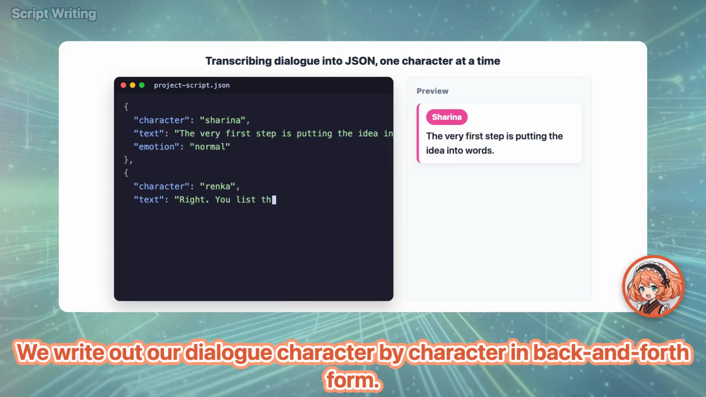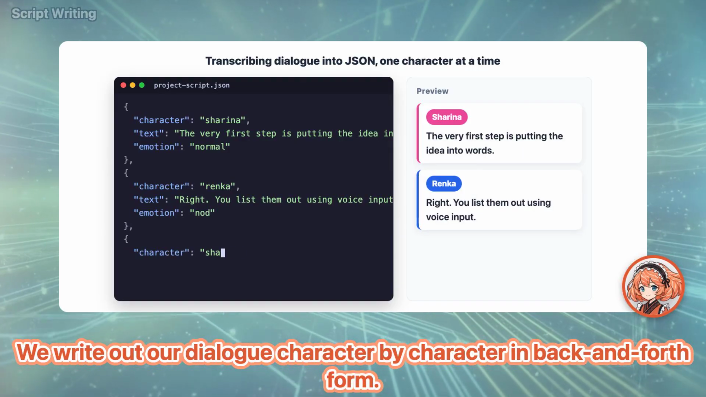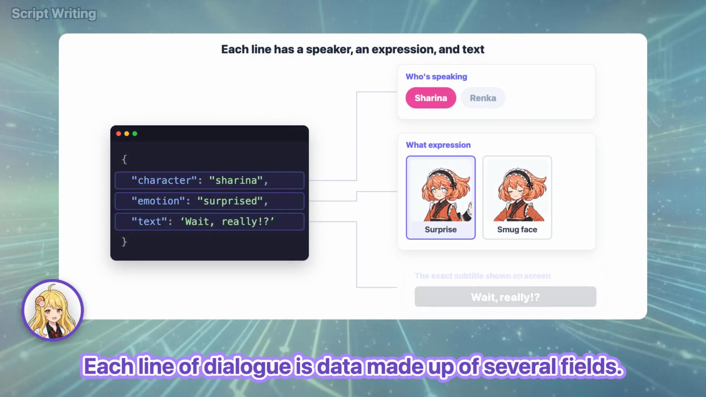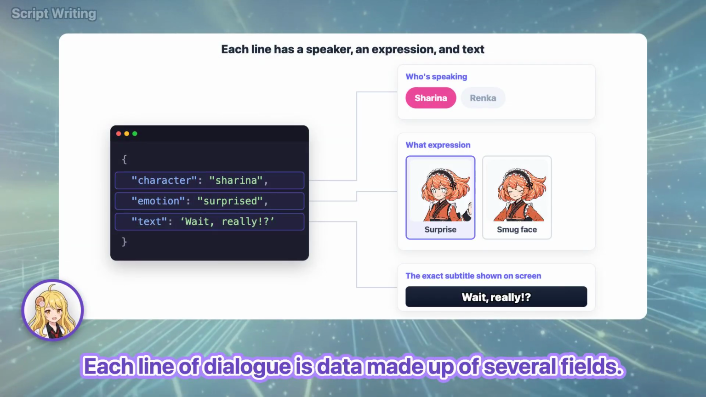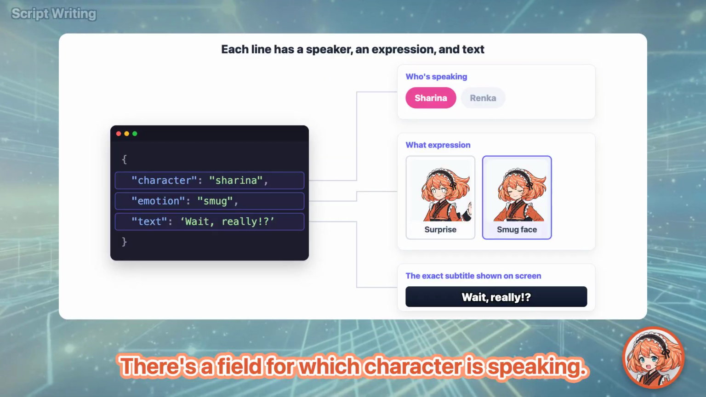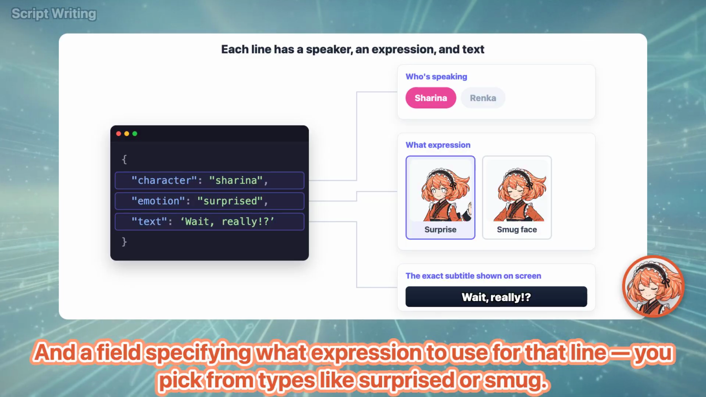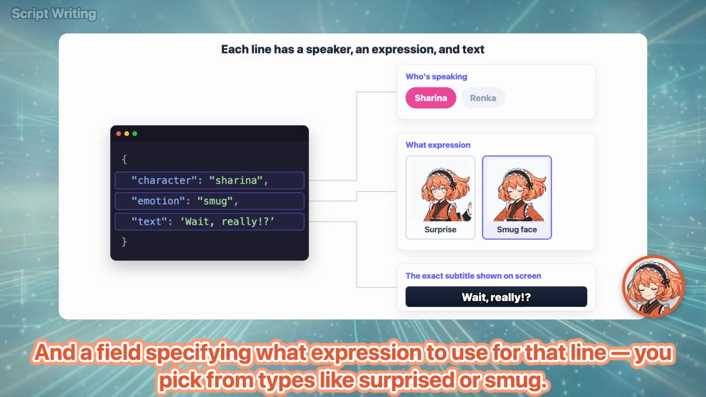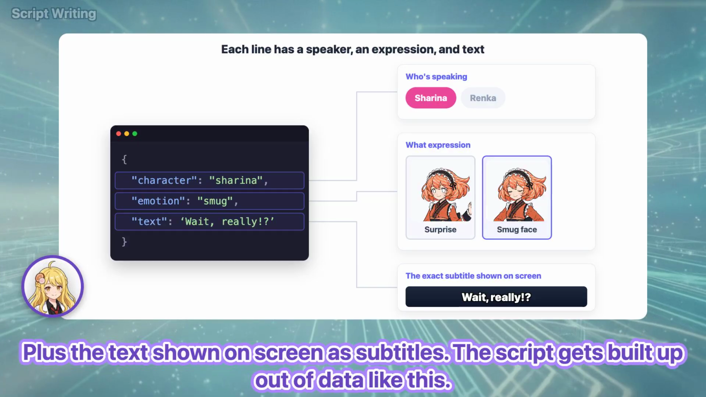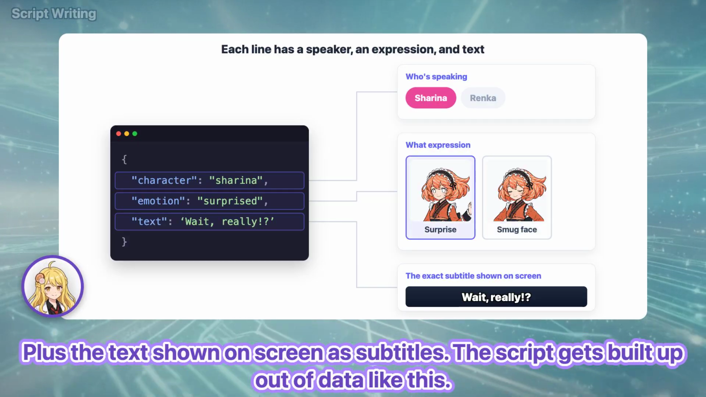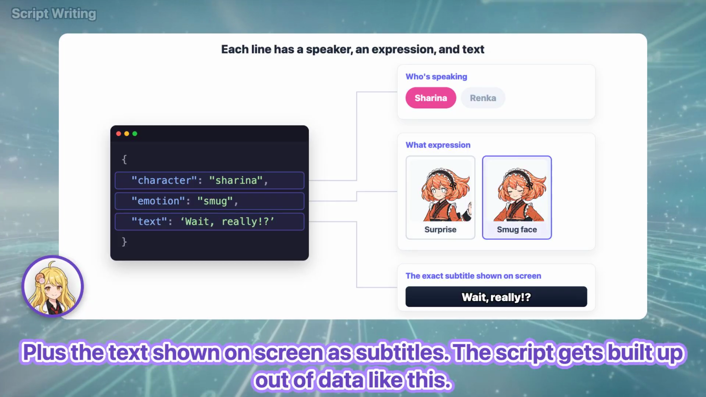We write out our dialogue character by character in back and forth form. Each line of dialogue is data made up of several fields. There's a field for which character is speaking, and a field specifying what expression to use for that line. You pick from types like surprised or smug. Plus the text shown on screen as subtitles. The script gets built up out of data like this.